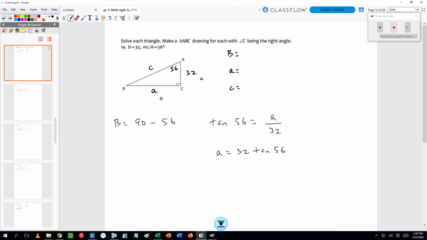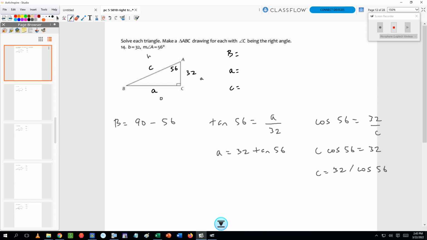To find C, which is your hypotenuse, and again the 32 is your adjacent, you will use cosine. Cosine of the angle is equal to the adjacent over the hypotenuse. C is on the bottom, so you'll cross multiply that up here with the cosine of 56, and then you will divide the cosine of 56 away.